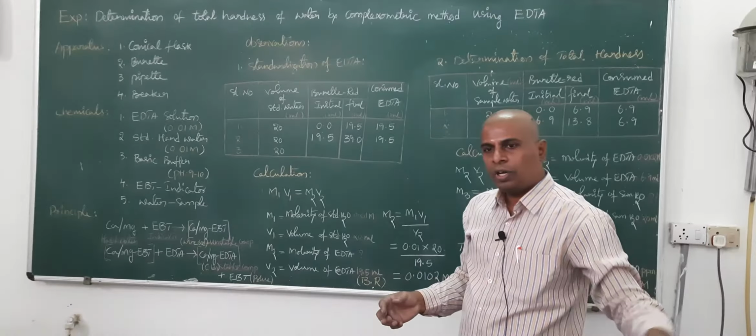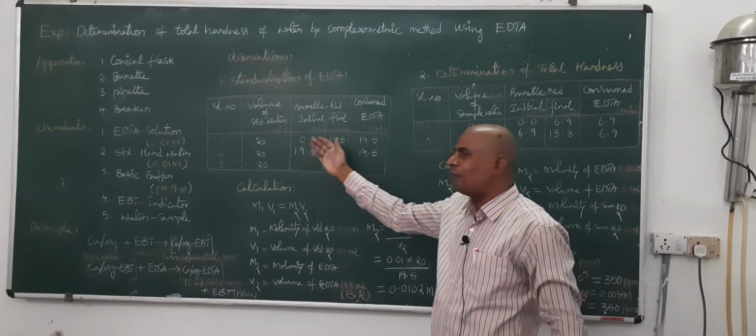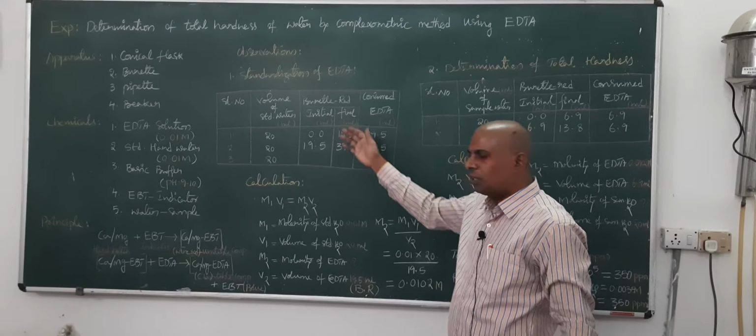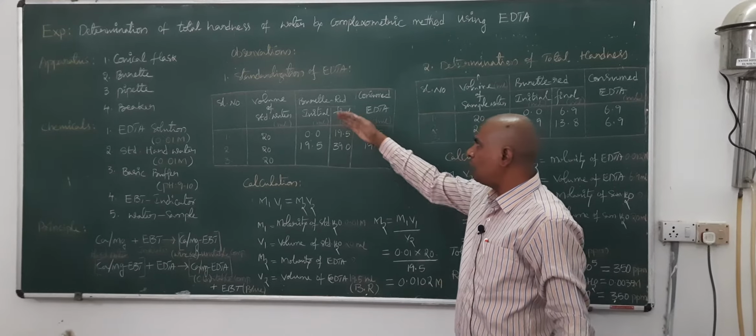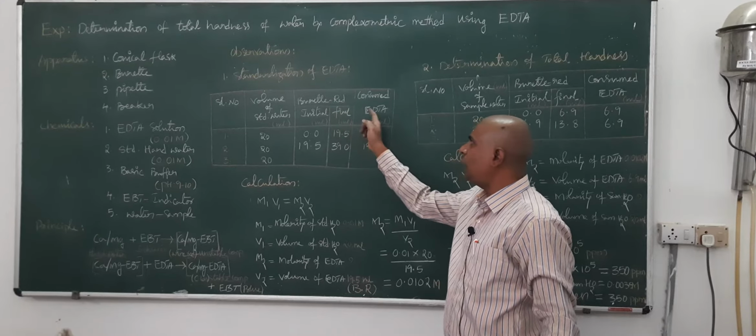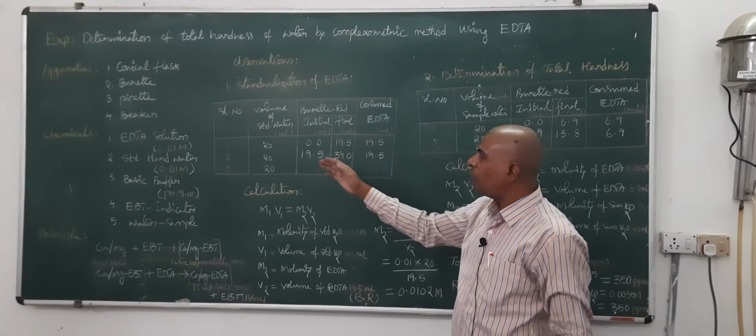Suppose we have values like this: the burette reading initial is 0.01. After turning from red to blue, we have 19.5. What is the consumed volume? Because in the burette we are taking EDTA, the consumed volume is 19.5 ml. And then we go for continuation.